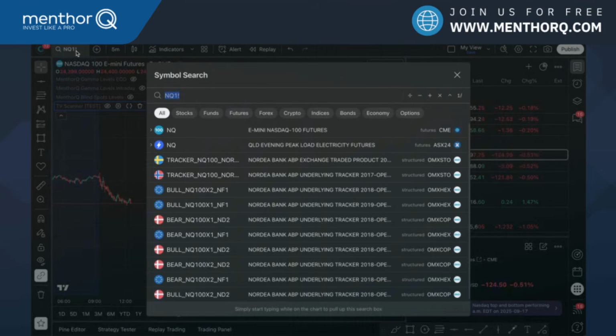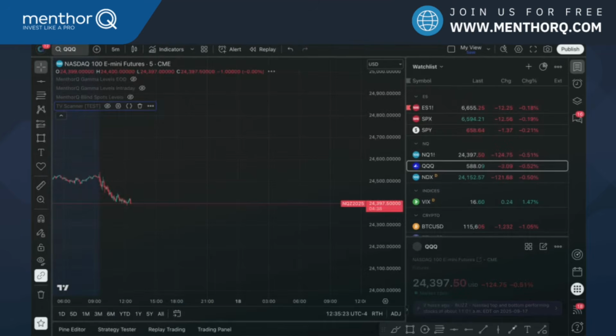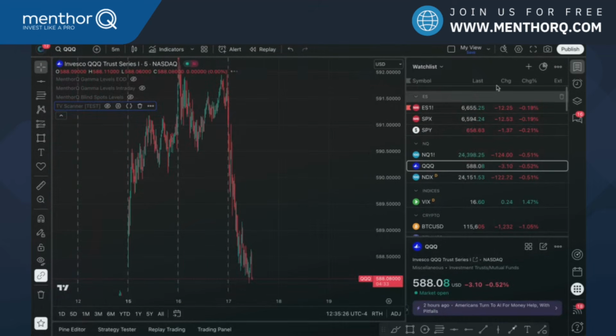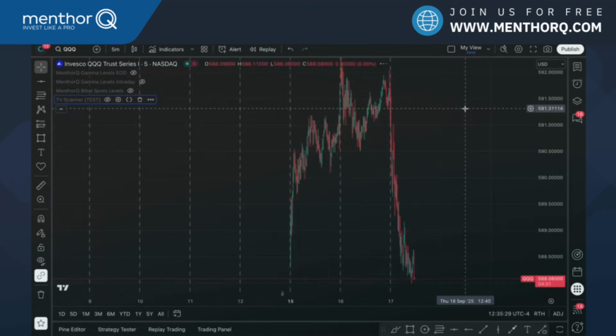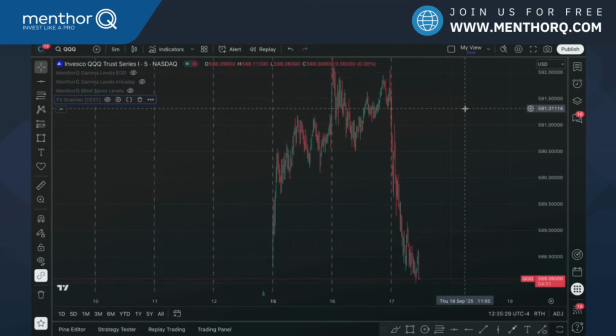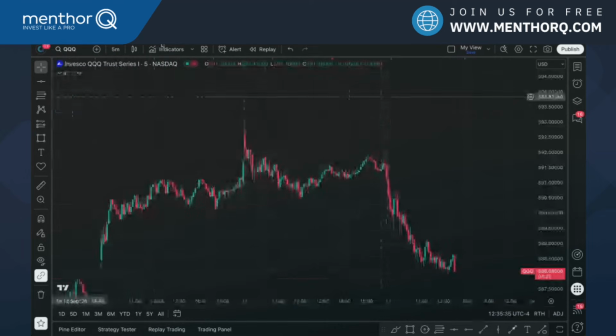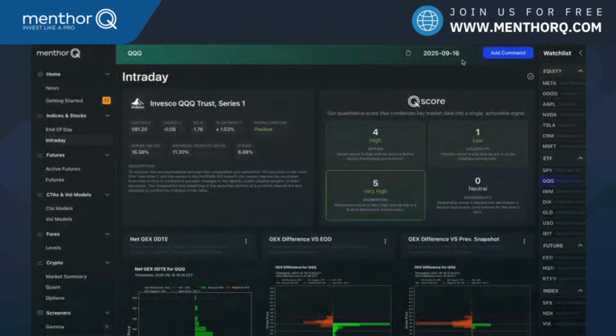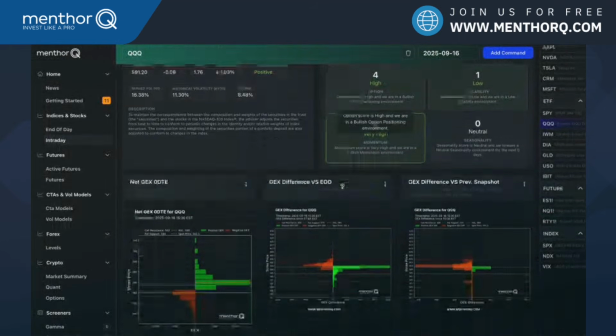Let's go over the power of intraday data, right? So what I want to show you guys is an example coming from yesterday, and then we can also look at an example coming from today. So let's focus on yesterday. I'm going to open up my QQQ from yesterday, and I'm going to move into the intraday section.